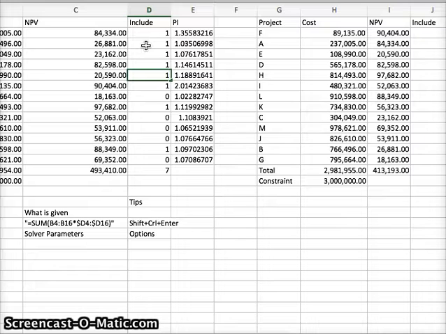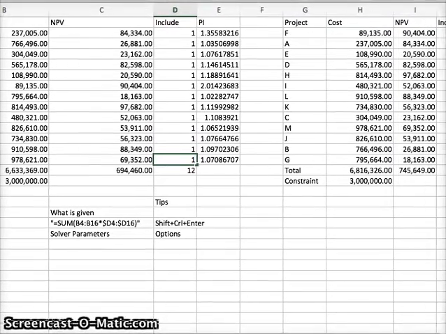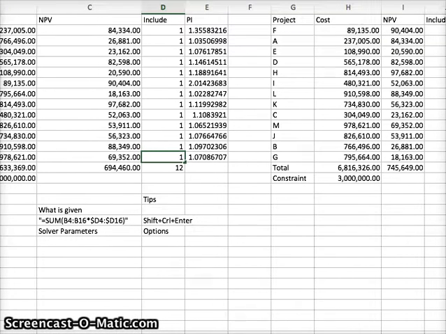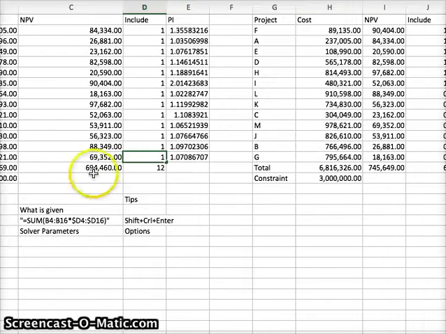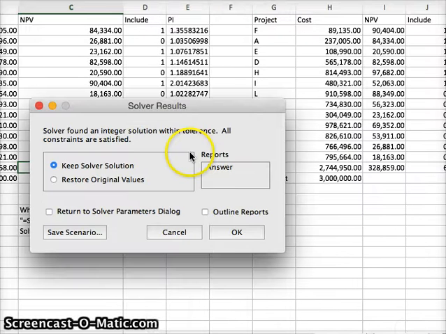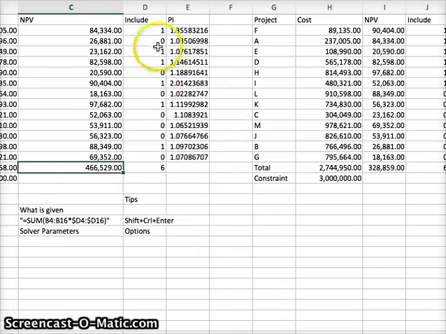Let's try putting all of them to be 1. That means I included all projects. And of course it does not work. The reason is the total investment is bigger than the constraint, which means I cannot invest. I don't have that money to do the investment. Now I choose solve and ask Excel to solve the problem, and they give me the feedback: okay, some of the projects are included, some of the projects are not included.